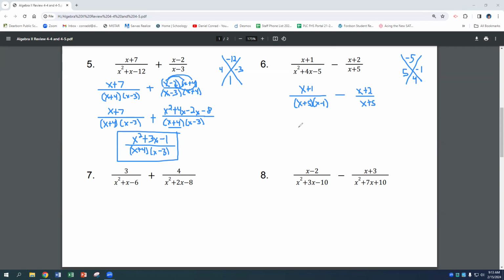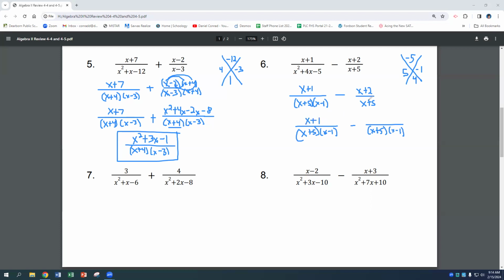Okay, my common denominator then is going to be x plus 5 times x minus 1. Right, I see x plus 5 and I see x minus 1. So it's going to be x plus 5, x minus 1. Right, the first one, our denominator's all set, right? So it's just going to be x plus 1.